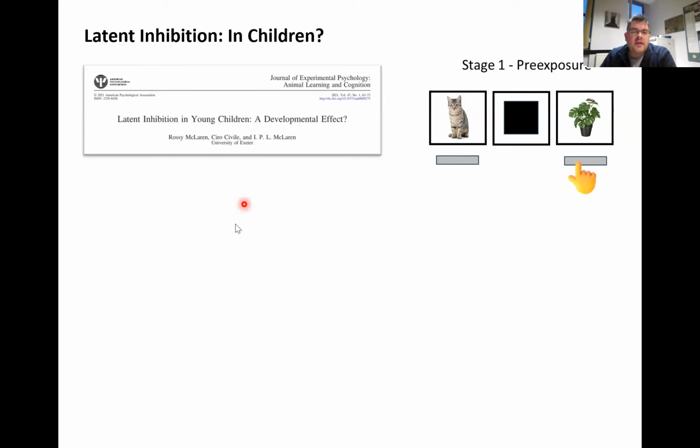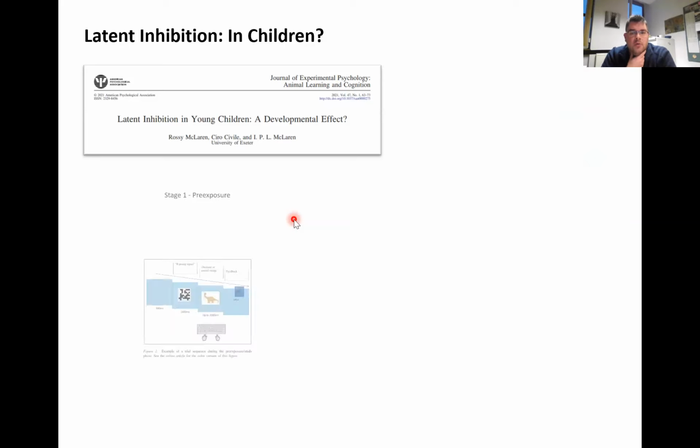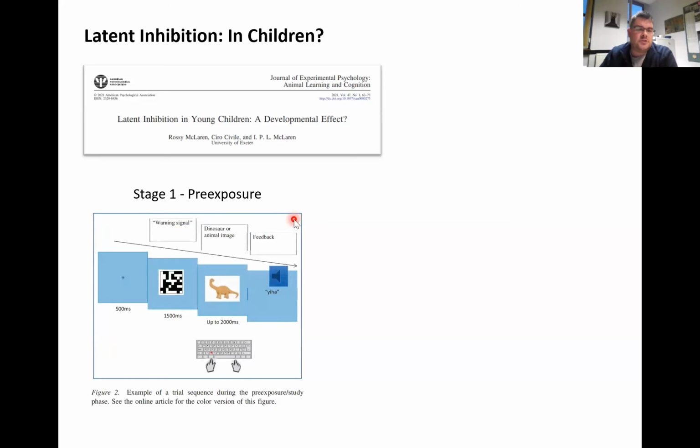So recently they've sought to try and reproduce this phenomenon with a task that is less susceptible to this problem. In this task, participants are in stage 1 required again to discriminate between 2 task-relevant stimuli. Children are presented first with a fixation point, then there is a warning signal, and then they have to press one of 2 keys depending on whether a dinosaur or an animal is presented, and whether or not they get that right depends upon the feedback that they get.